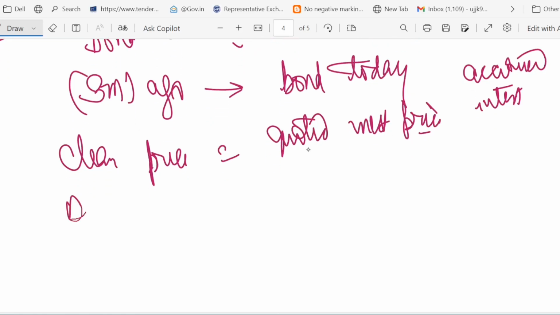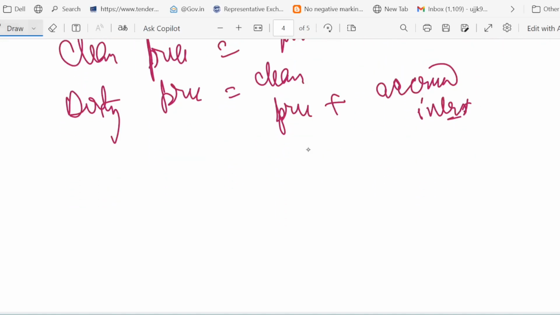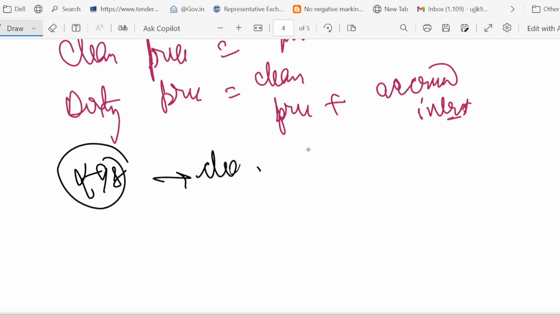So that's why dirty price becomes clean price plus accrued interest. So that is the actual price that the buyer pays in the market. Let me give you one example to make it crystal clear. Let's suppose that clean price is 98 rupees. This 98 rupees is the clean price.